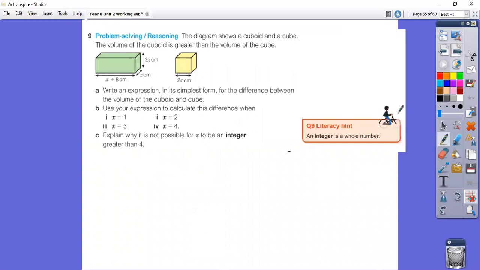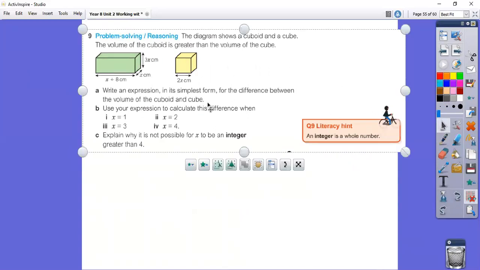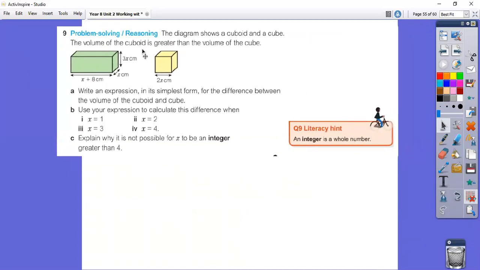And then the final question, problem solving reasoning. The diagram shows a cuboid and a cube. The volume of the cuboid is greater than the volume of the cube. So this cube is 2x centimetres long, so that means all sides are going to be 2x centimetres long. For this one, the opposite sides are going to be the same. Write an expression in simplest form for the difference between the volume of the cuboid and the cube.